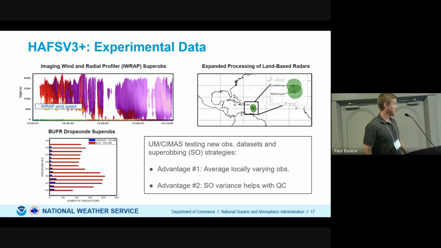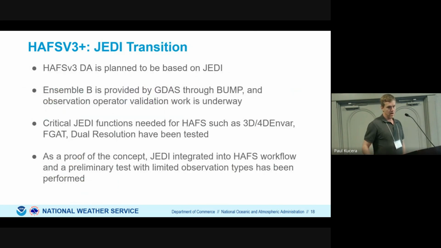More immediately, we're looking at the impact of buffer drop zones. Catherine Selwood looked at this. She had a talk on this, and using these super obs has a few advantages. One of them is averaging locally varying obs instead of using just a single ob that's not an average, that could not necessarily be representative of what's going on. And the variance within a super ob can also help with QC.